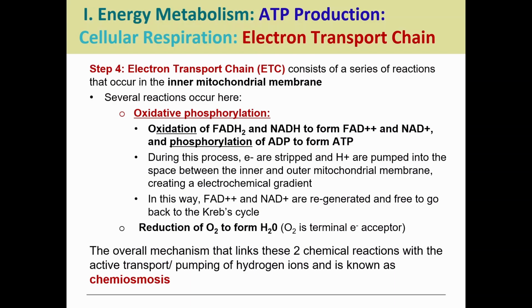From this whole process, we're also going to be producing a concentration gradient of hydrogen ions, basically forcing one side of the membrane to have an abnormally high amount of hydrogen ions on it, which are then going to want to move from the high concentration to the low concentration side. That movement, that active transport or pumping of the hydrogen onto one side to force the high concentration, is called chemiosmosis. We're going to create this really high concentration of hydrogen ions on one side because they will want to move from high to low.